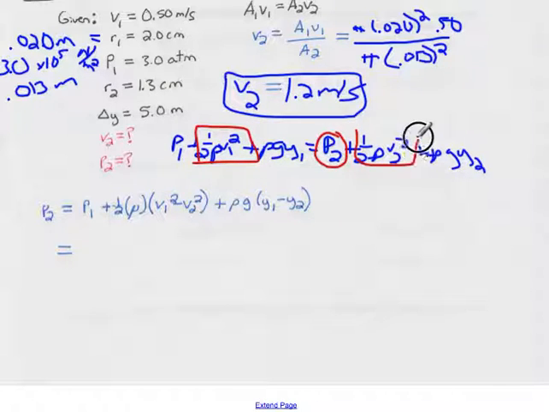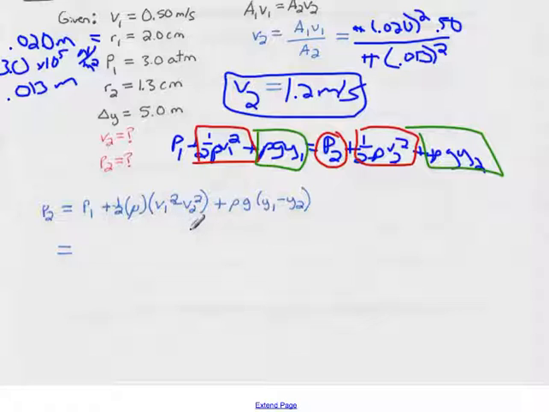So notice this and this are pretty much the same thing. You can factor out a half rho. So I factored out a half rho, and then I have v1 squared minus v2 squared. These guys are just like terms as well. Factor out a rho and a g, and you get y1 minus y2. So that's why I got that stuff if you're having trouble there. Anyway, then I think we have all of our units up here, so we just plug in.